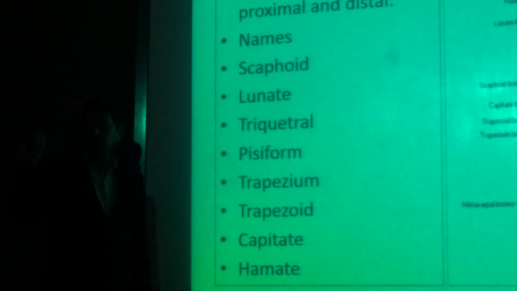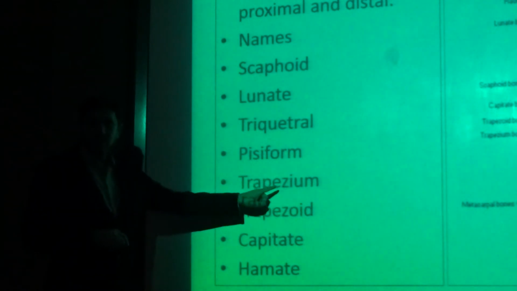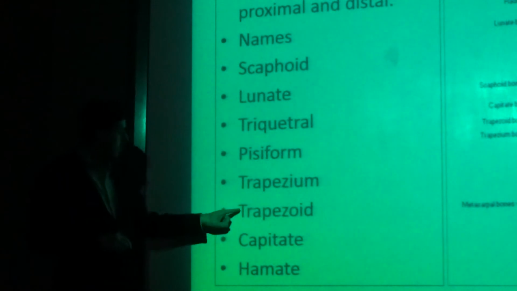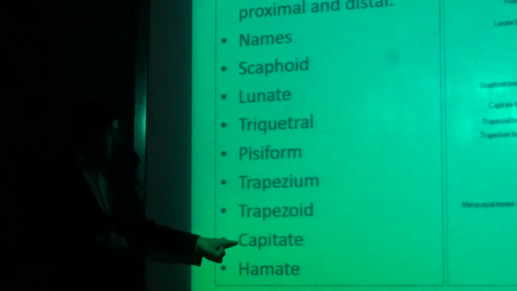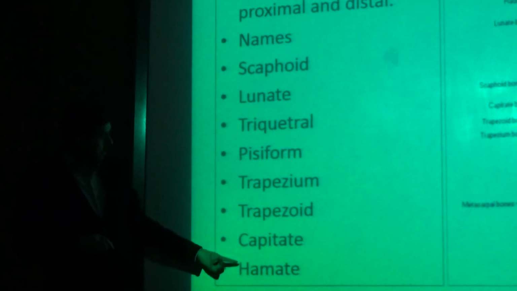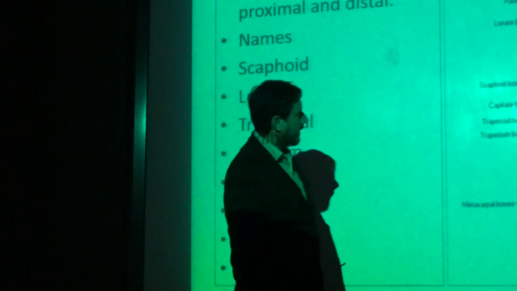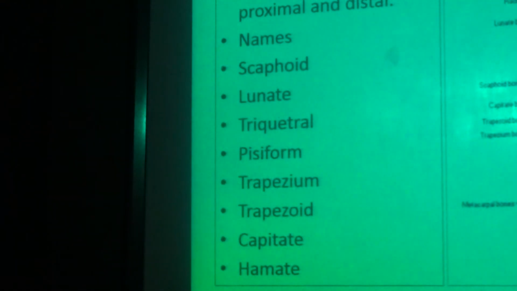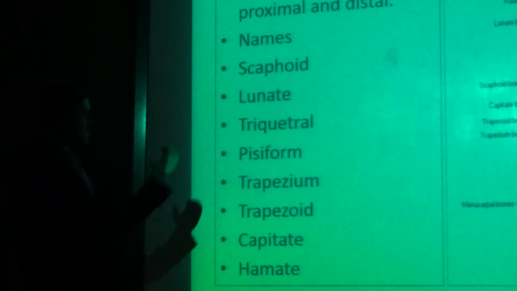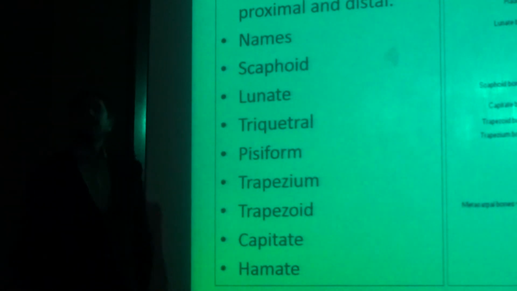Pisiform is a P shape. And what is this one? Shazad, trapezium, trapezoid. And what is this? Capitate. And which one is a bigger bone here in this area? I think this one. So what should be this one? Cap, head. So this is capitate. And then hook shape after this one. What is this one?